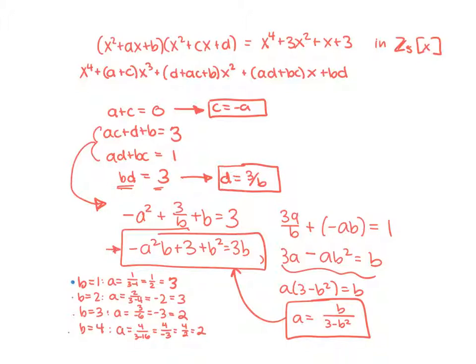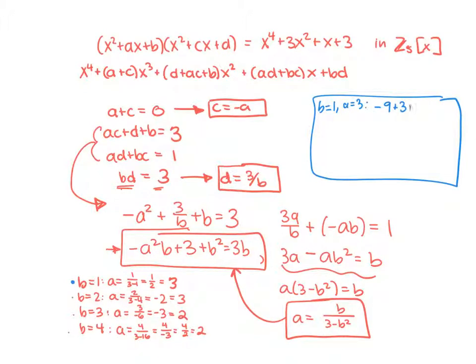So the first case, I'm going to write them up here in this blue box because I'm running out of space on this slide. So if B is 1 and A is 3, this equation tells us negative 9 plus 3 plus 1 equals 3. Now that is not true, because this is 0. That failed.